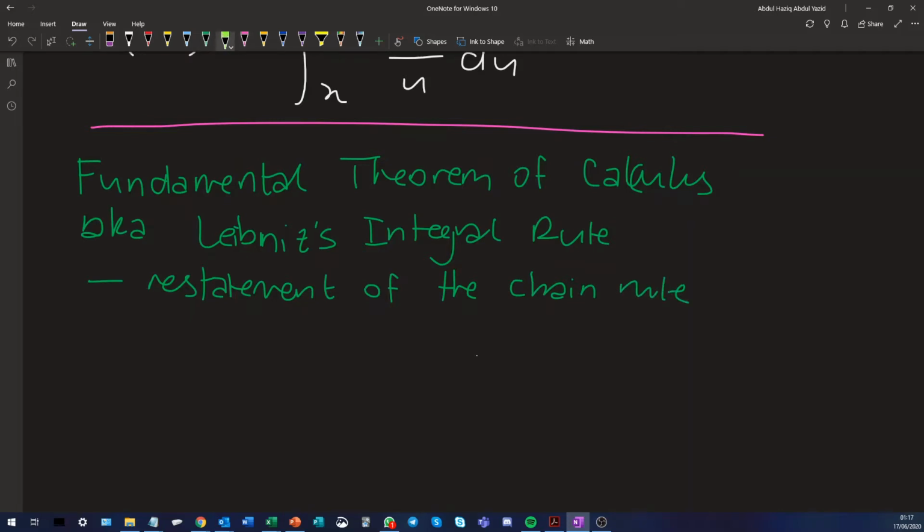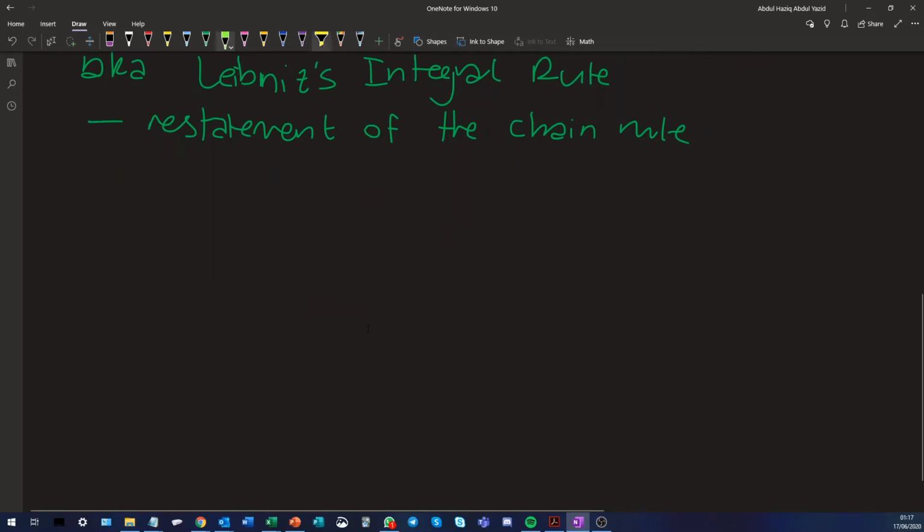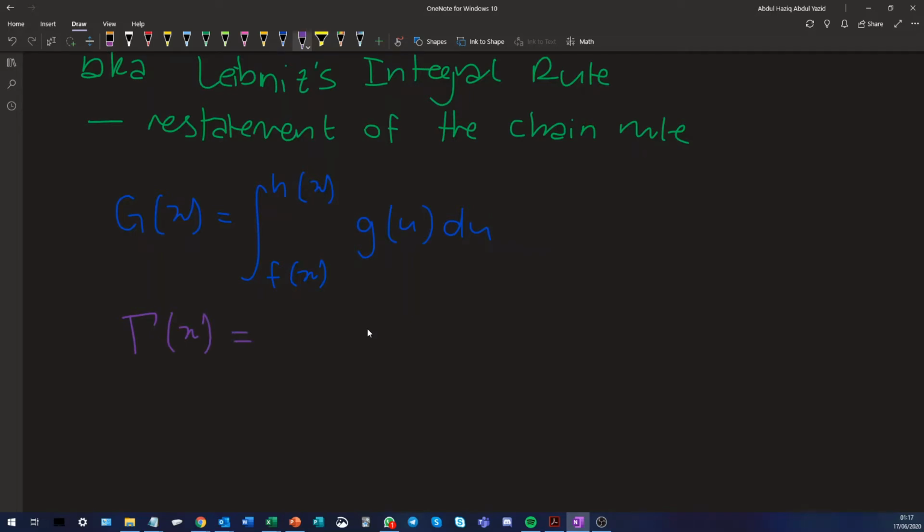Okay, alright, let's go. Let's define a function capital G of x, which is equal to an integral between the lower bound of f of x and upper bound of h of x of g of u du. Okay, now let's also define another function gamma of x, which is equal to the integral from 0 to x of g of u du.